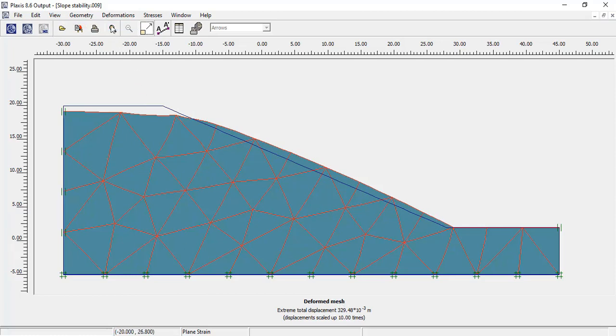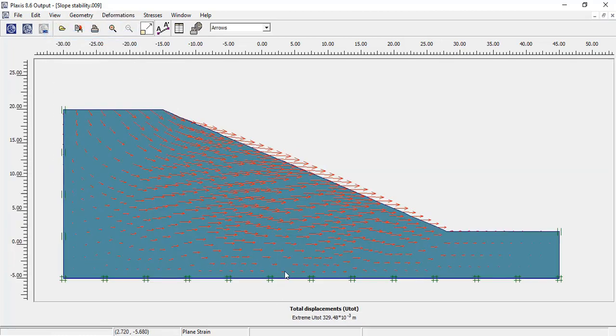We want to know the total displacement. This is the deformed shape and this is the total displacement. It equals 3.9 e minus 3. Okay, it equals 0.3 meter.